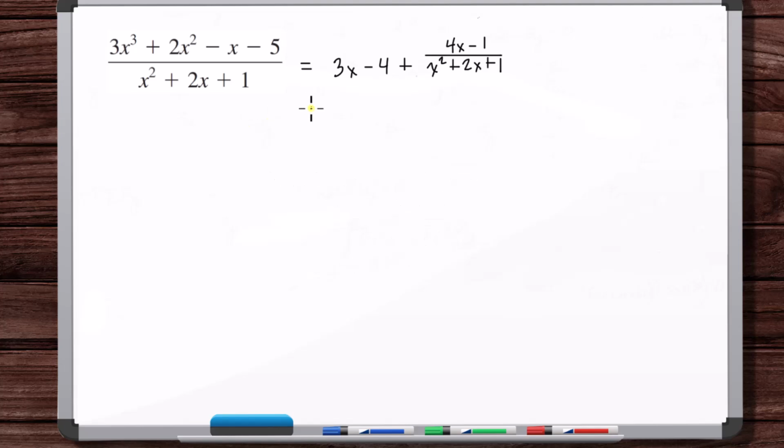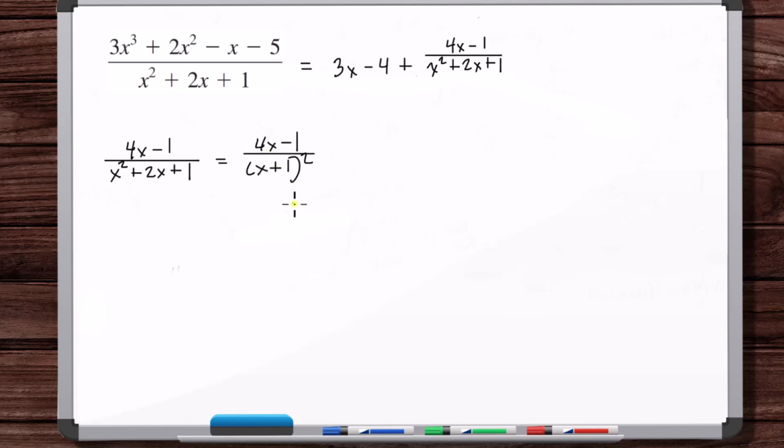Okay, now with polynomial long division, we've created a rational expression where the order of the numerator is less than the order of the denominator. So let's do partial fraction decomposition on this rational expression. Okay, first step, you factor the denominator. It looks like we've got an x plus 1 squared, x squared plus x, yep, okay.